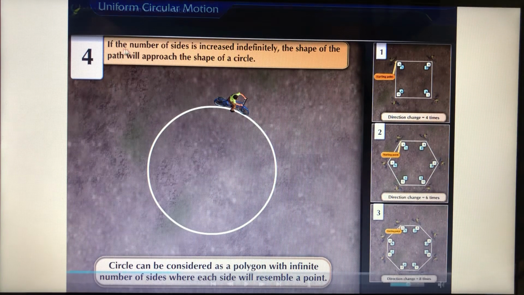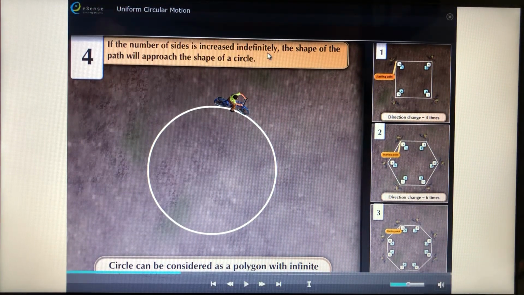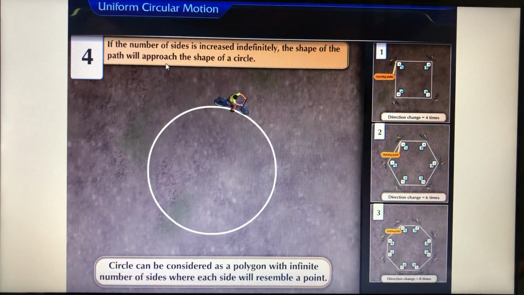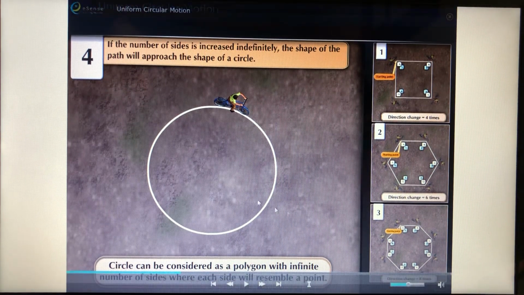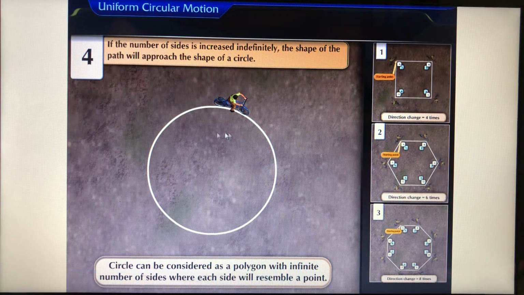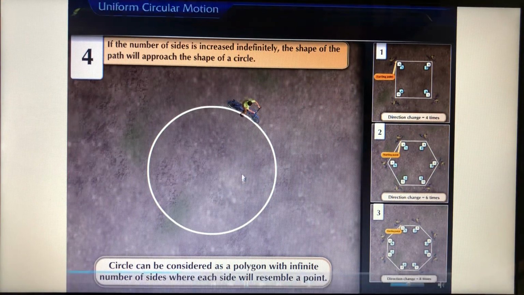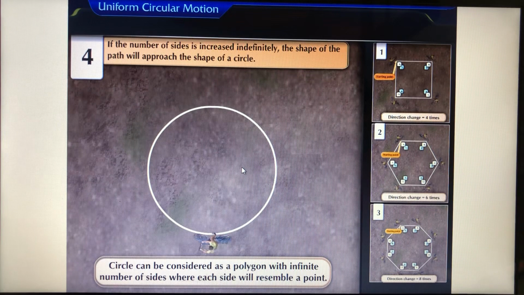If the number of sides is increased indefinitely, that is many times, then the shape of the path will approach the shape of the circle. First situation square, second situation hexagon, octagon. See, it looks like a circle. So when we increase the sides, then what happens? Actually it is nothing but it looks like a circle. Actually exactly it is a circle, as a polygon with infinite sides where each side will resemble a point.